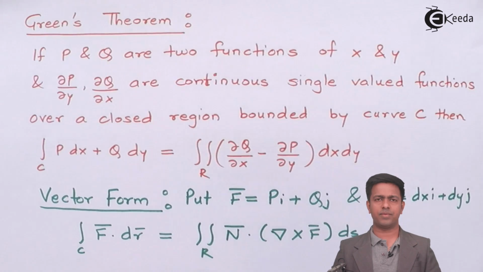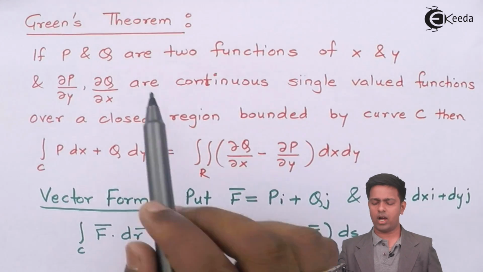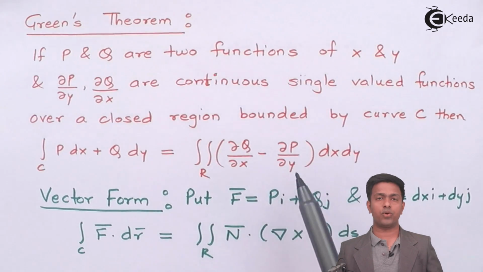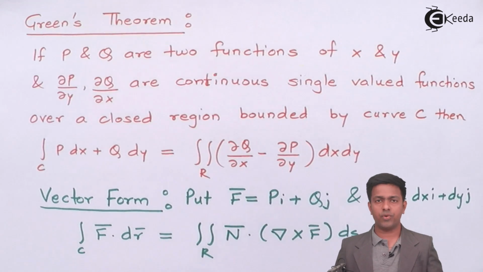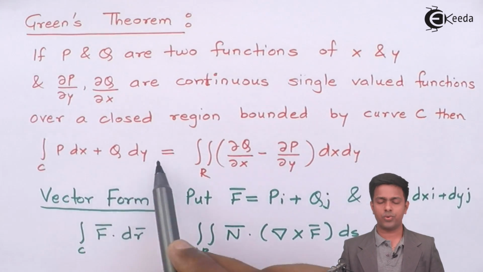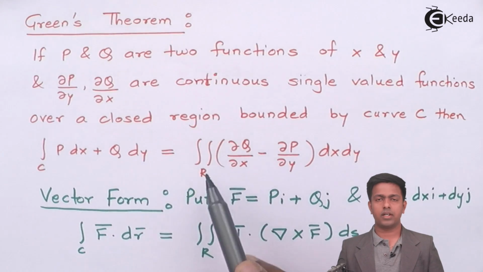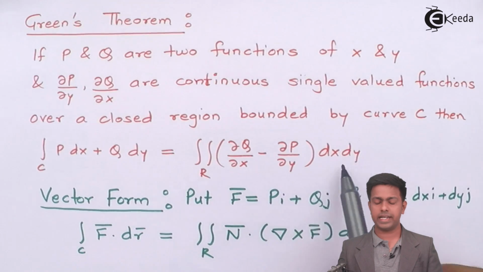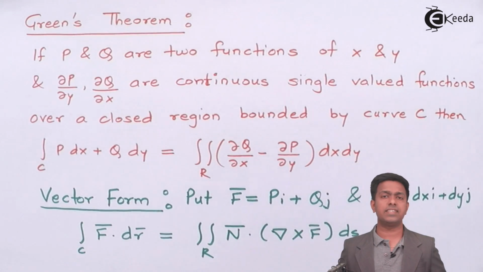So what Green's theorem says is that if P and Q are two functions of x and y, and let's say dou q by dou x and dou p by dou y are the continuous single valued partial derivatives of P and Q over the closed curve C, then the integral over a closed curve C of P dx plus Q dy is equal to the double integral over the region R of dou q by dou x minus dou p by dou y dx dy. So this is the Green's theorem.